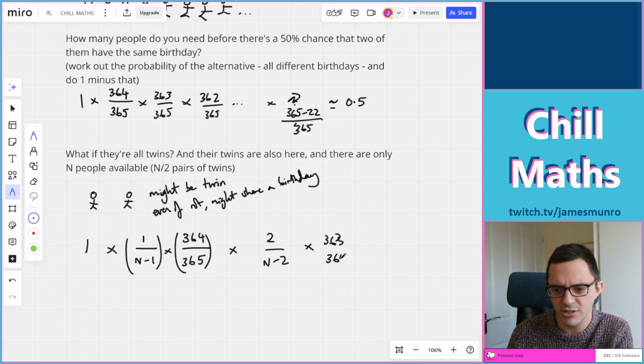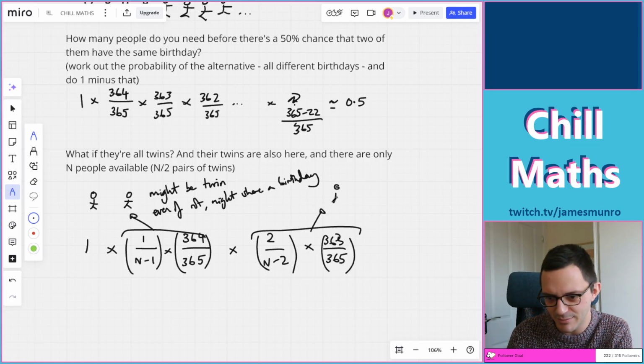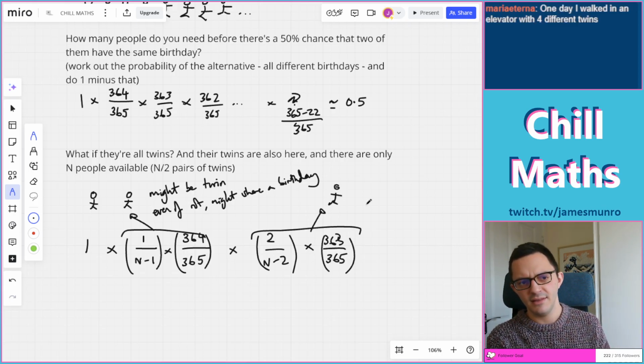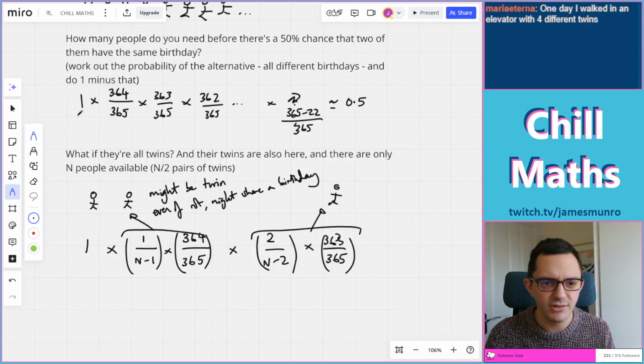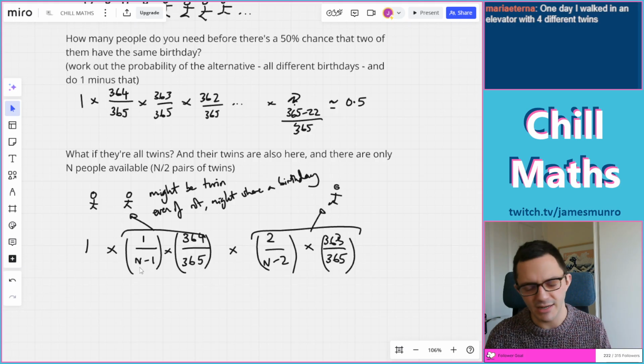363 plus 365. That they have a different birthday to both the people here. So this is my first person. And this is like my second person, and this is my third person. So sort of in the limit that there's a huge number of people available, you never find anyone's twin. So these terms are all 0.